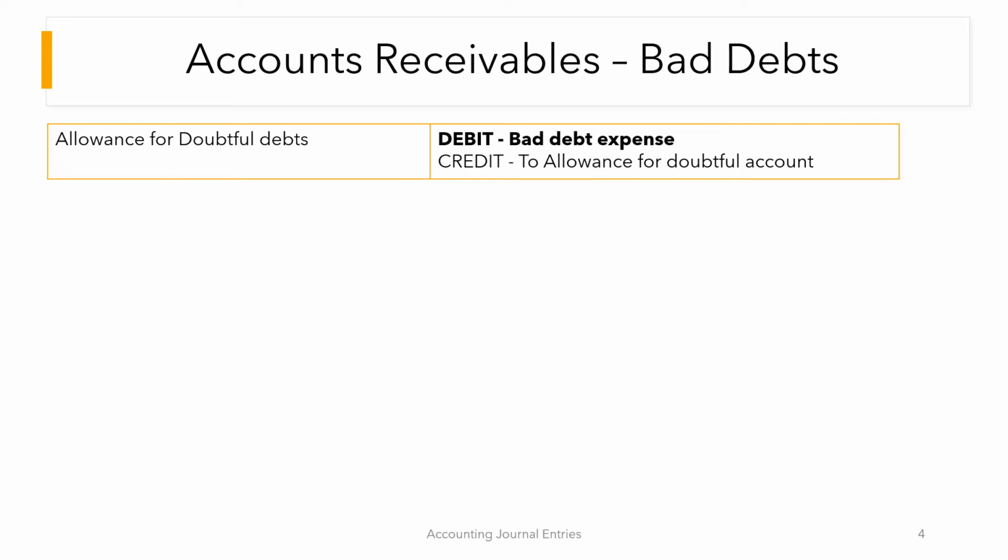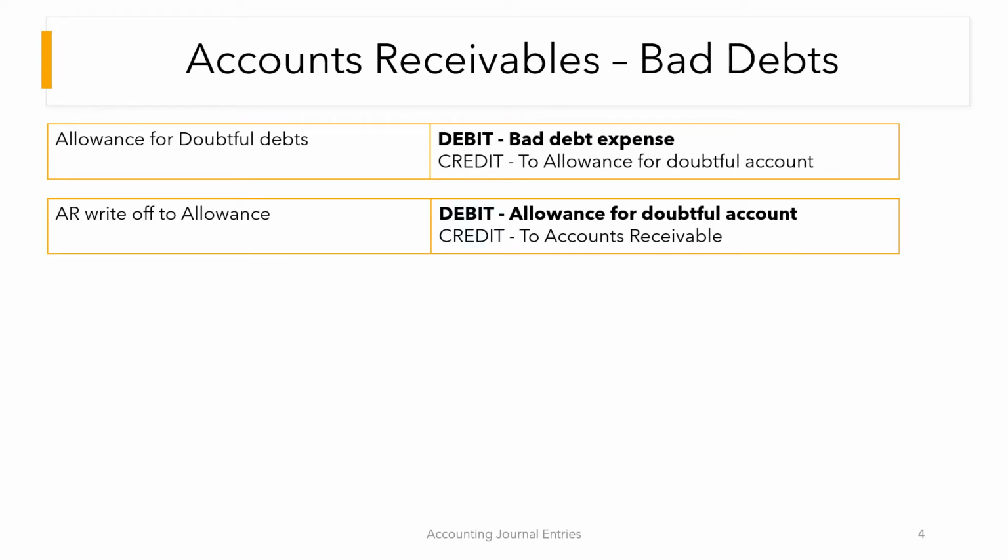For allowance for doubtful debts, we will debit the bad debt expense and the credit is to allowance for doubtful accounts. And whenever there is an AR write-off to allowance, the debit has to be to allowance for doubtful accounts and the credit would be to accounts receivable. This entry is passed because we have already booked the bad debt expense and we don't want to duplicate it, and we have a provision to that effect.